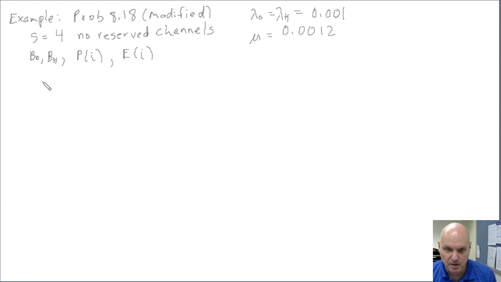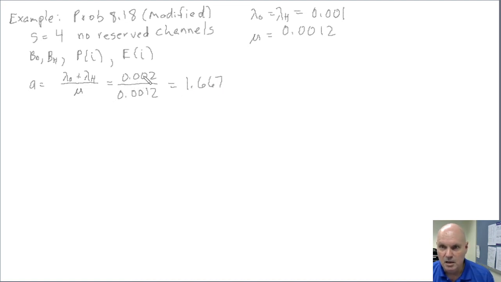Okay, so to simplify the notation a little bit, let me define this A value. Again, it's essentially the offered load. It's lambda 0 plus lambda h over mu. This would be the total offered load to the system, and that's going to be 0.002, twice the 0.001, divided by 0.0012. And that turns out to be 1.667. There isn't a requirement that A needs to be less than the number of channels in order for the system to reach steady state.